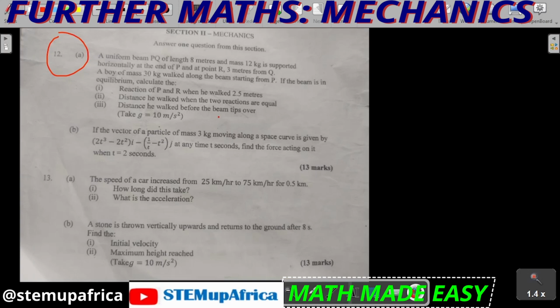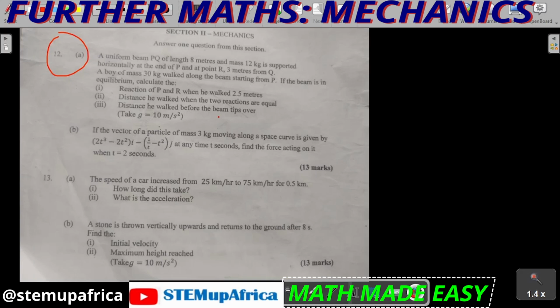So remember, we have to say the distance he walked when the two reactions are equal. And question 3, the distance he walked before the beam tips over. We are given g as 10 meters per second squared. So let's see how we can tackle this question.